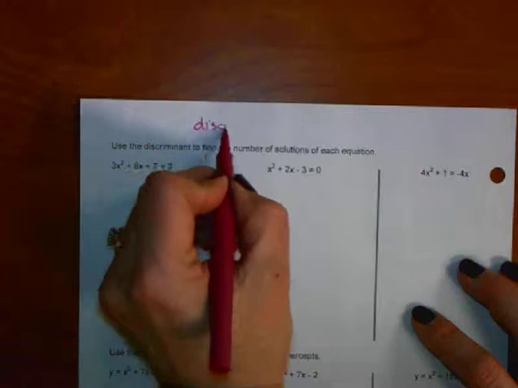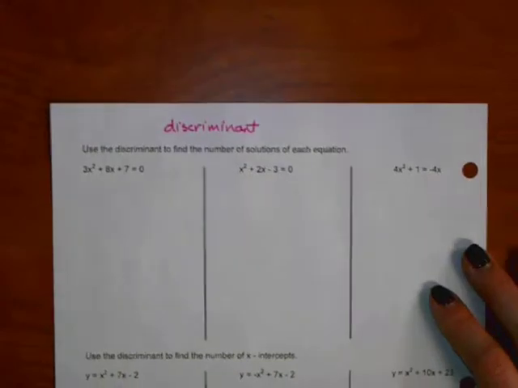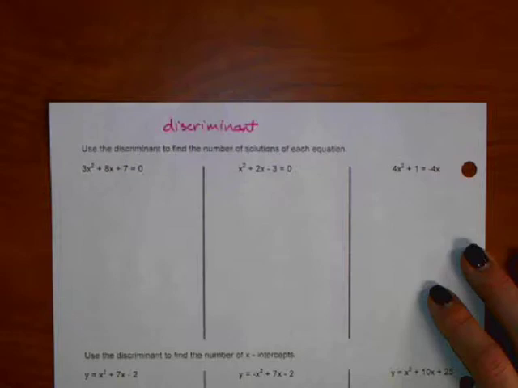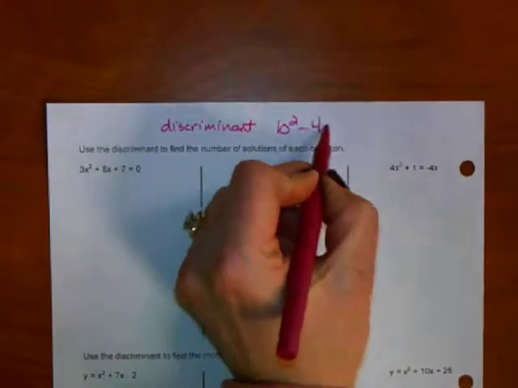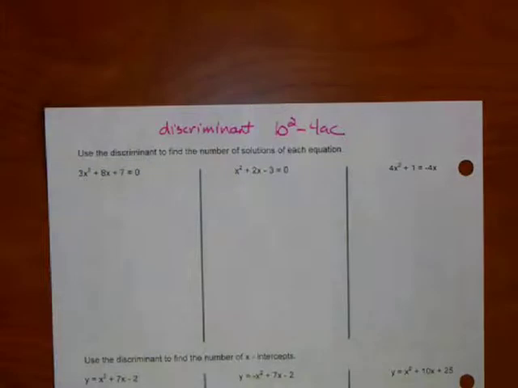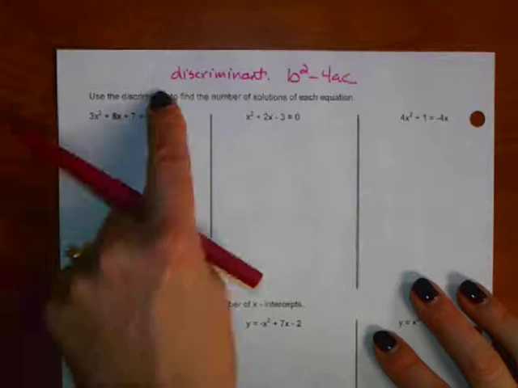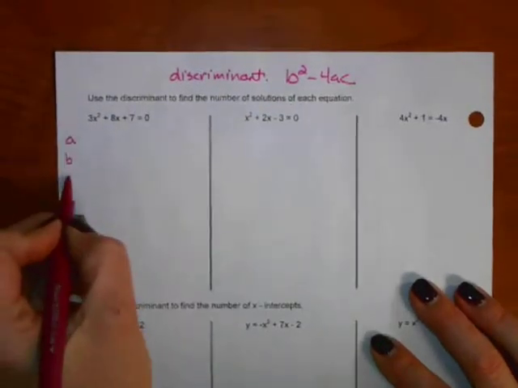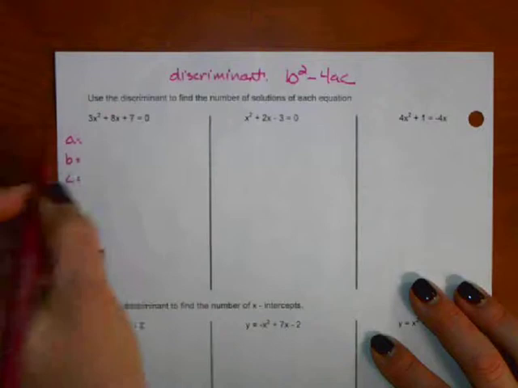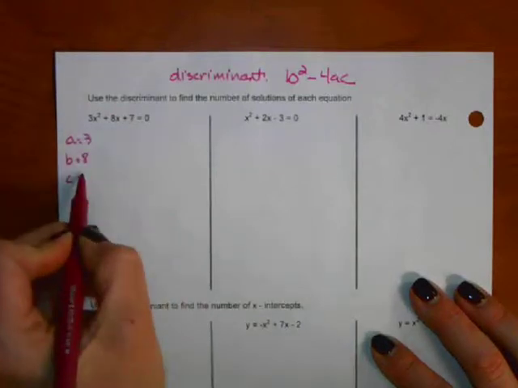All right, right up here, the discriminant. x equals negative b plus or minus the square root of b squared minus 4ac. That's the discriminant. It's what's under the square root. So that's what we're going to use to find out how many solutions. Again, I have to have a, b, and c. What's a? What's b? And c?